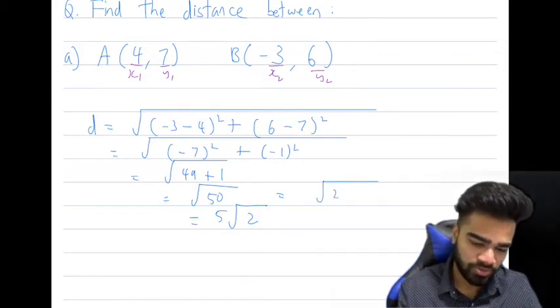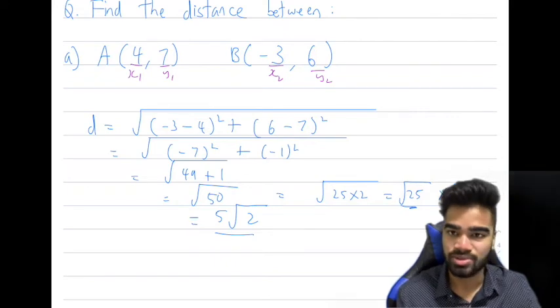So we can write square root 50 as 25 multiplied by 2, which is going to be root 25 multiplied by root 2, and root 25 is 5, so you have 5 times root 2, 5 root 2.